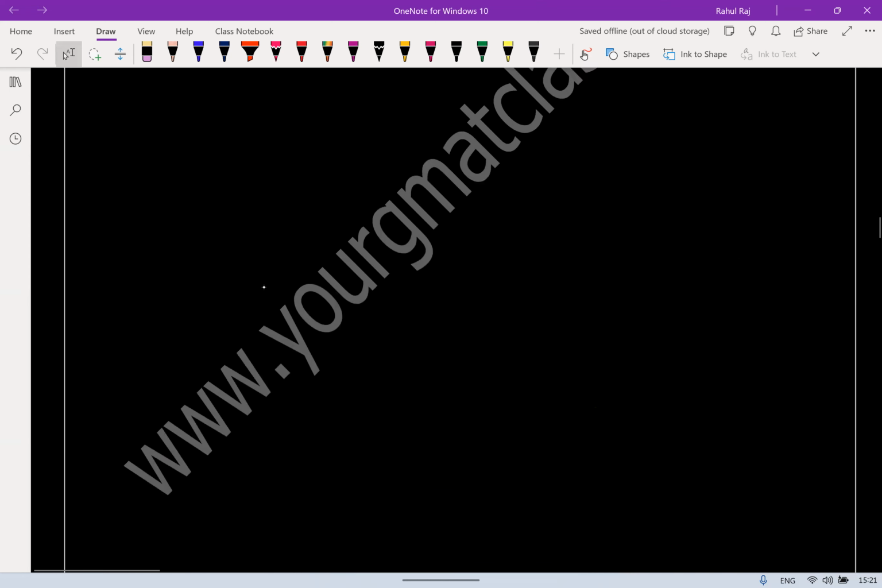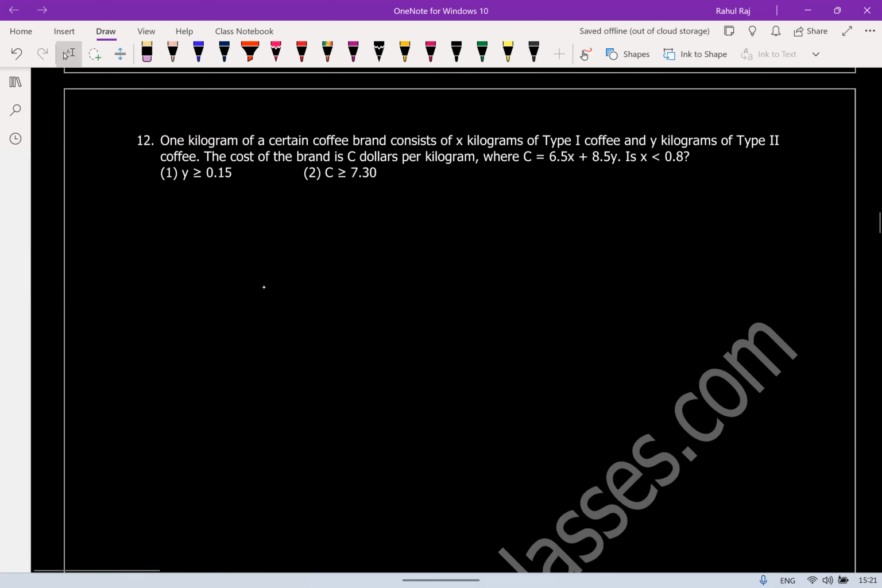Perfect. Can we do question number 12, please? Pretty simple one. One of the simplest questions that you can get in the exam, but there's no logic involved. It's all about calculation.